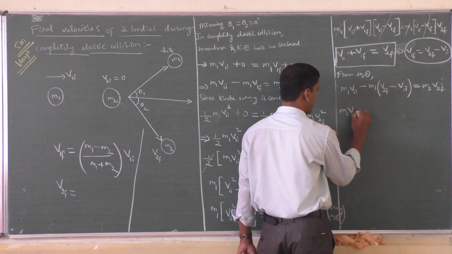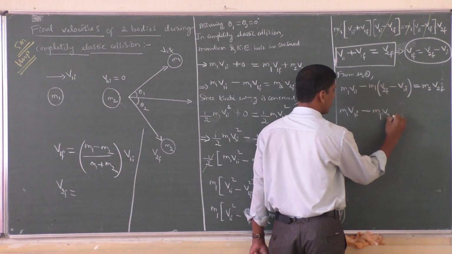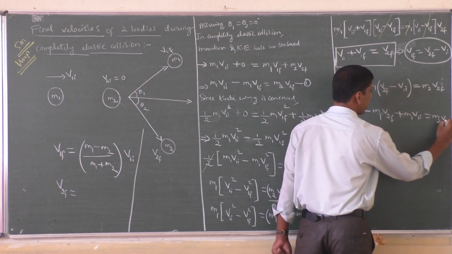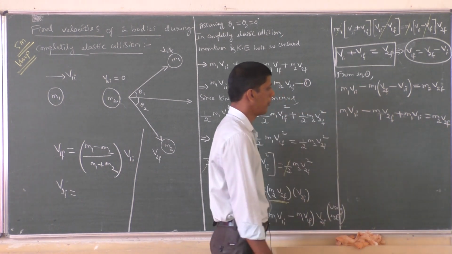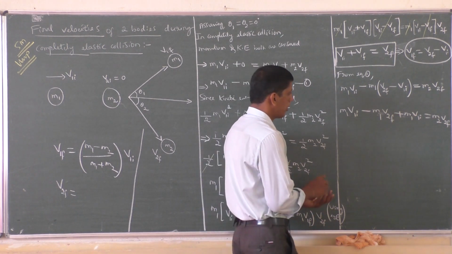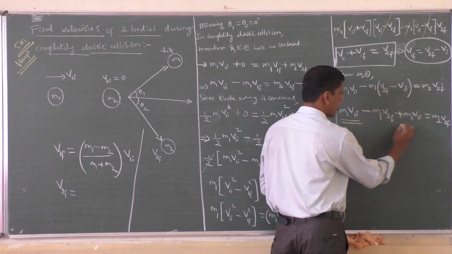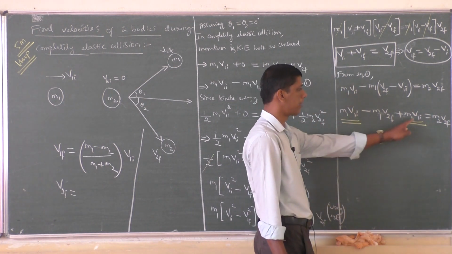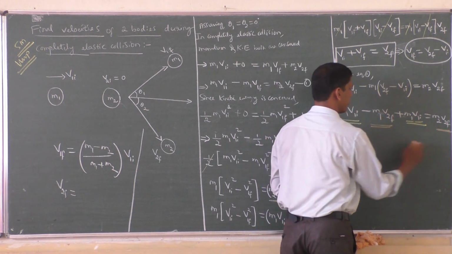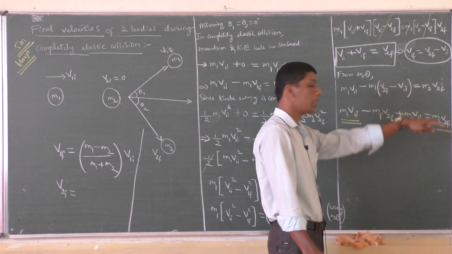So m1 v1i minus m1 v2f plus m1 v1i, that should be equal to m2 v2f. So now here, the terms, this term as well as this one, they are identical, and taking this term as well as here, they are not identical. Here minus m1 v2f, here m2 v2f, taking that term to the right side.